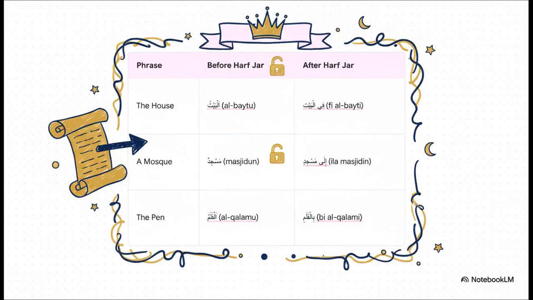Okay, now this is where it all clicks. Look at this table. Before the preposition, the house is al-baytu. See that oo sound at the end? Now let's add the preposition fi, meaning in. Bam! It becomes fi al-bayti. The oo sound flips to an e sound. Same thing with a mosque, masjidun, becomes ila masjidin. The pen al-kalamu becomes bi al-kalami. Do you see that pattern? That change in the ending? That's the jar effect. And here's the kicker. It happens every single time.